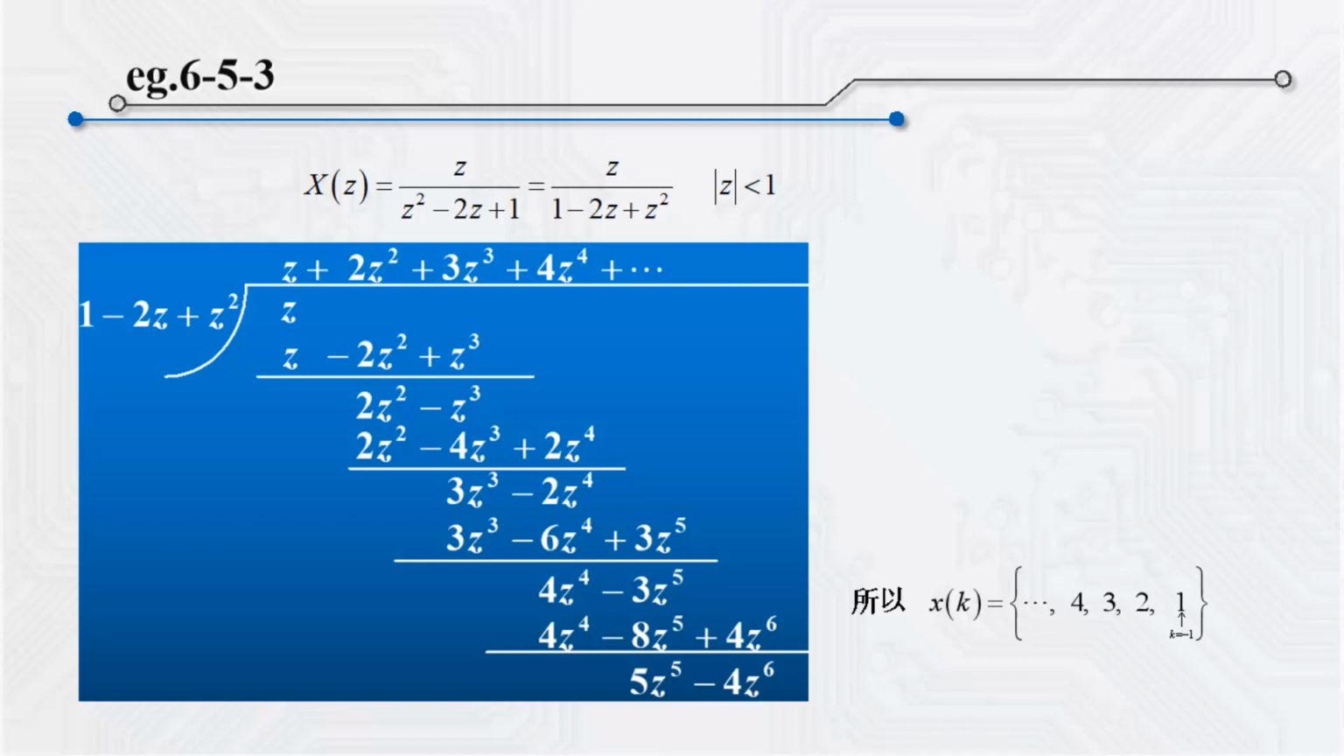So the coefficient of each power of Z is the inverse Z transform we require. Then the original sequence x of k is equal to 1, 2, 3, and 4, extending all the way to positive infinity. Then we write it in the form of this data expressed like this. When k equals -1, it is the first term. Its function value is 1.